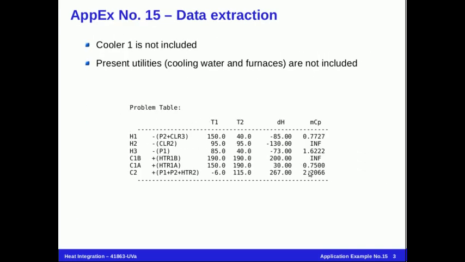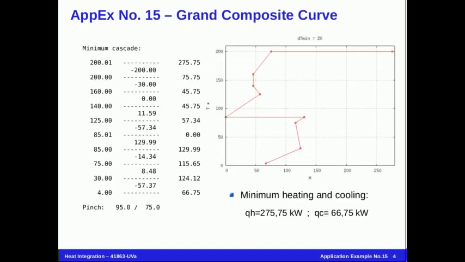This is the complete problem table with the enthalpy flows calculated at the MCPs. With this problem table and the 20 Celsius minimum approach, we can apply the problem table algorithm and build the grand composite curve. You have here 275.75 minimum heating and 66.75 minimum cooling, with a pinch at 85 Celsius in displaced temperature. It is 95 for the hot streams and 75 Celsius for the cold ones.